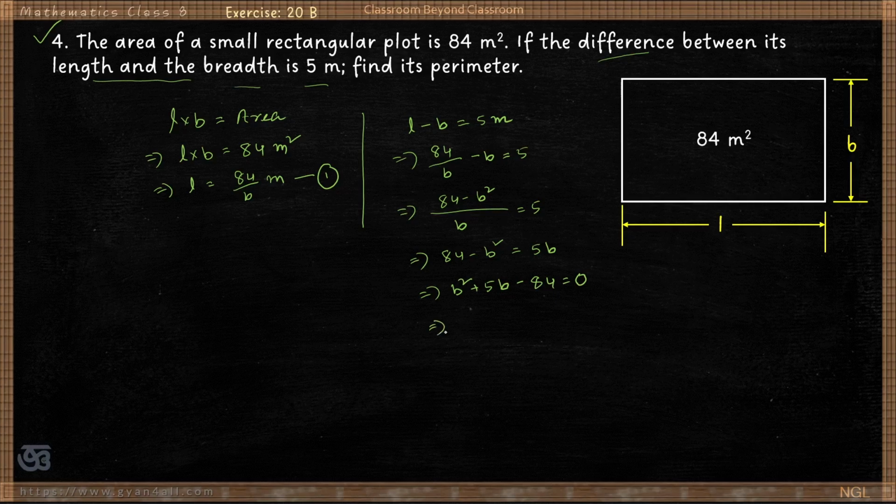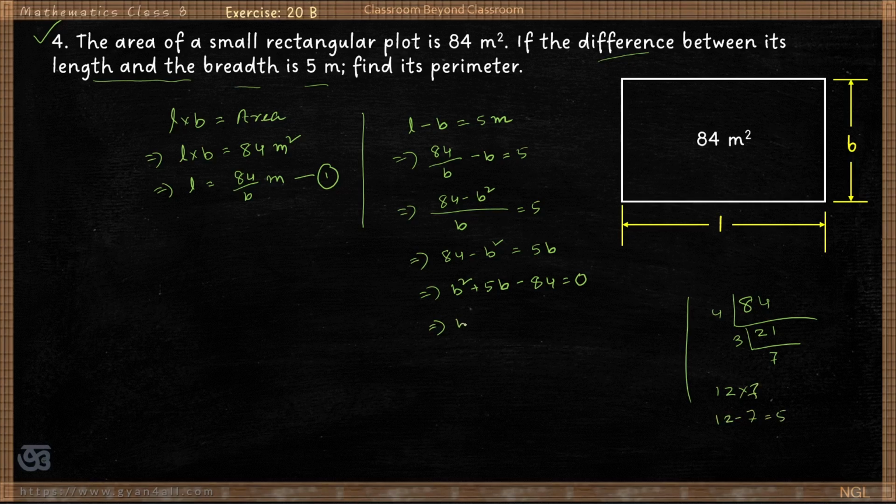So if you do the factorization here, 84, 4 21s are 84, again 3 7s are 21, so 12 into 7, and 12 minus 7 is equal to 5.